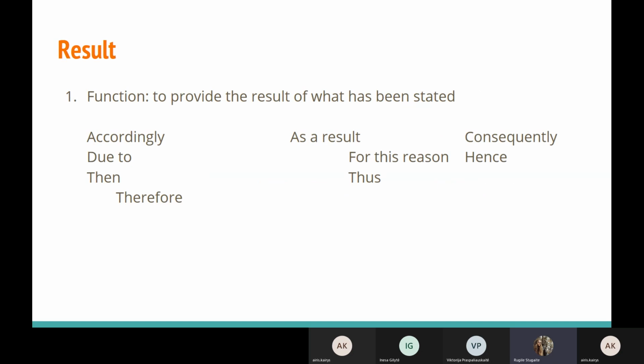There are also linking words for result. So they function as providers of the result of what has been stated previously. So accordingly, due to, then, therefore, as a result of, for this reason, consequently, hence, and thus.